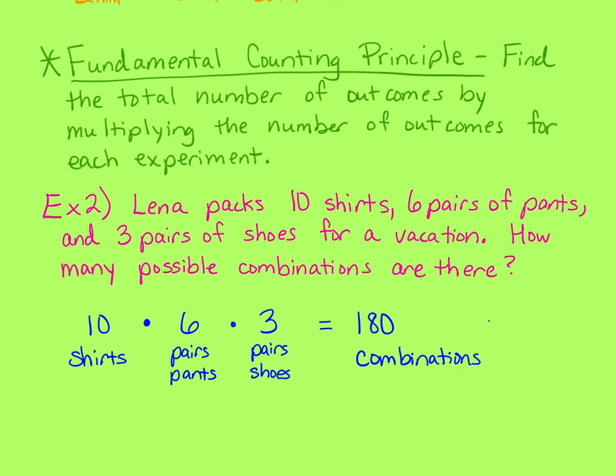Now, had we used a tree diagram to show that entire sample space, we would have had 180 little branches at the end of this diagram. So, fundamental counting principle, if you just need to know the number of combinations, it gets you that number very quickly.